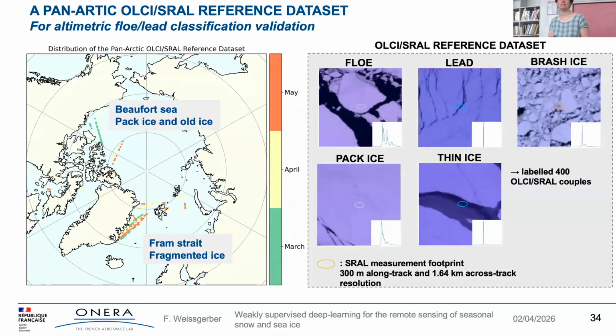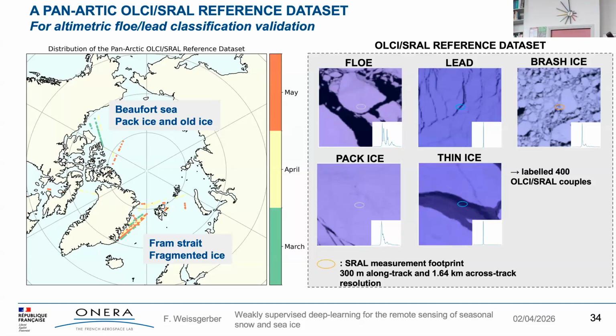So to do that, Laura Weissgerber, who is the PhD student working on that project, has annotated a dataset because we don't have any annotation at this resolution. So she has labeled 400 pixels. It's really pixels, the center of the image, that's the class, and that's the altimetric waveform. And we have created 5 classes. So the floe, the lead, we have also the brash ice, that is like small pieces of ice above which we can't really measure the elevation. Then we have pack ice that is larger, and thin ice, which is really when the ice starts to form.